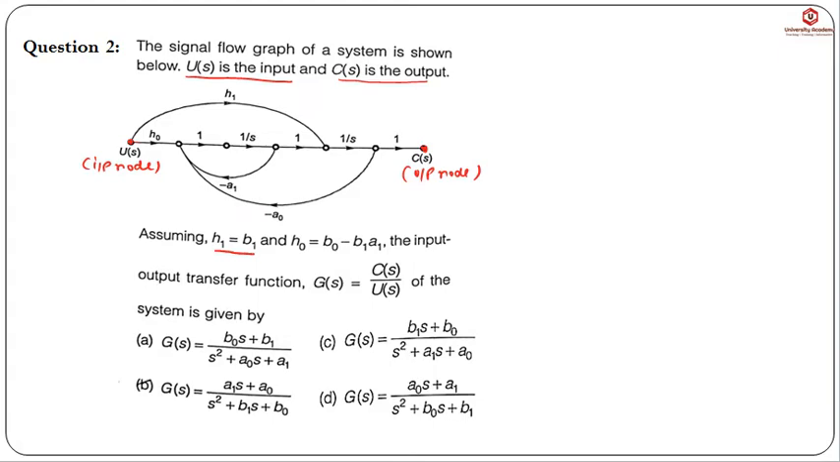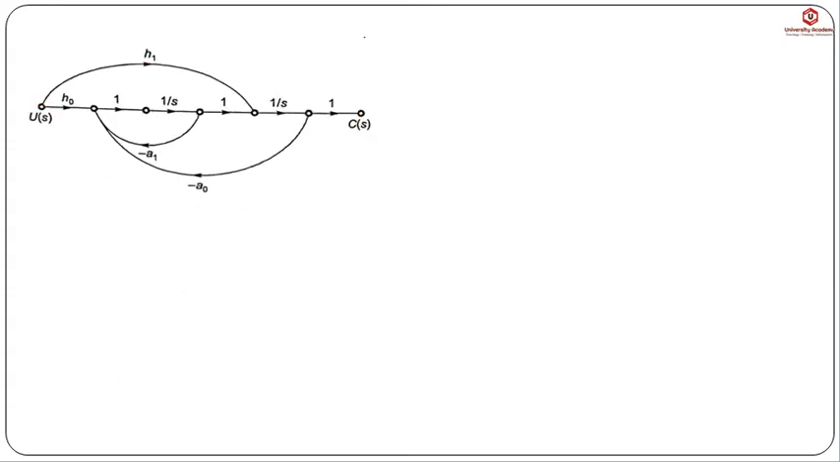The value of H1 is already given, that is B1, and H0 is B0 minus B1 into A1. We have to find the input-output transfer function, G of S, which is C of S, the output node, by U of S, the input node. So this is the signal flow graph given, with this input node and this output node.